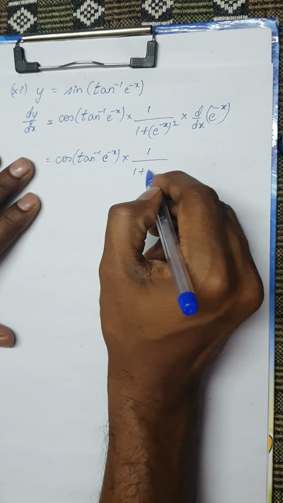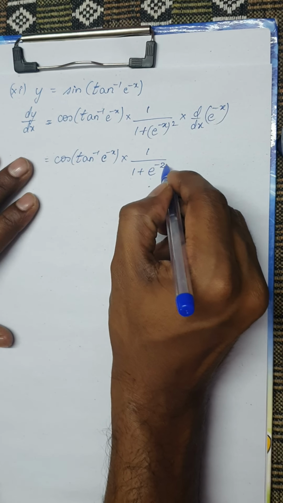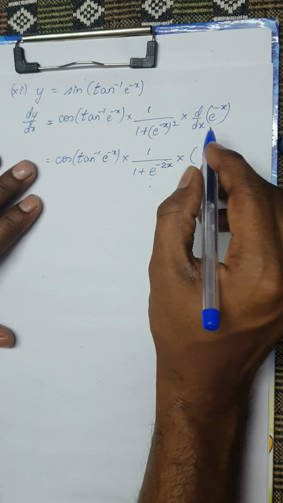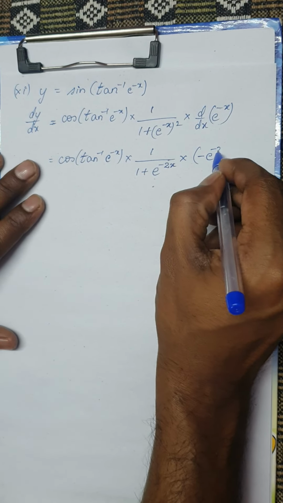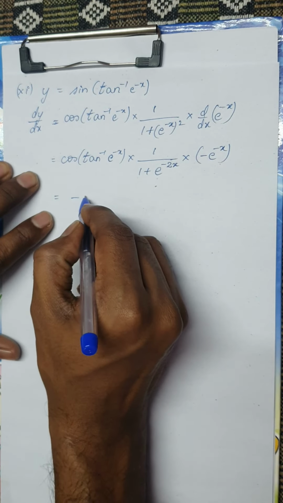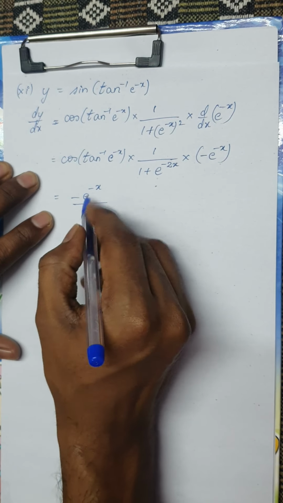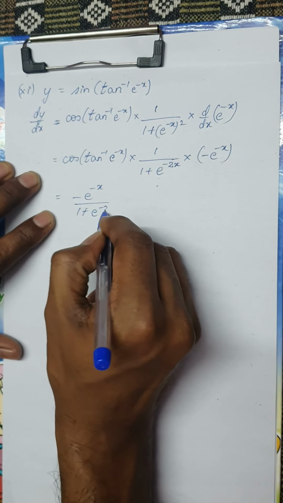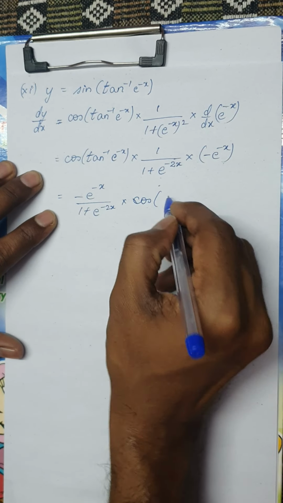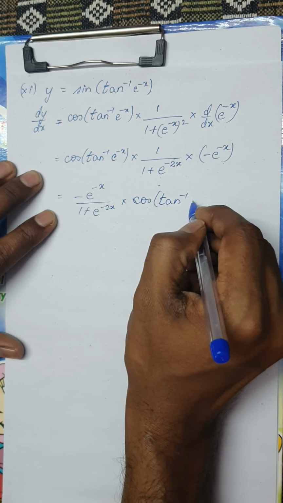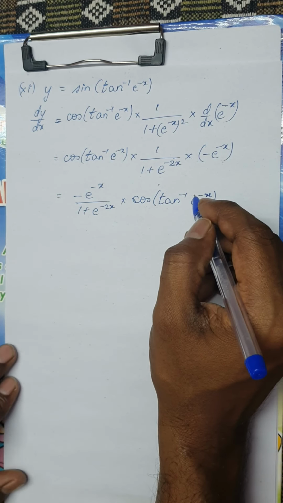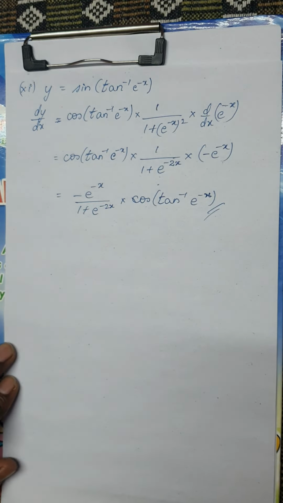I have 1 divided by 1 plus e power, as in the previous case I can write e power minus 2x, into, now again what is the derivative of e power minus x? We have already done it. Derivative of e power minus x is minus e power minus x. Clubbing, you can write it this way: minus of e power minus x divided by 1 plus e power minus 2x, into cos of tan inverse of e power minus x. So this is the derivative of this function.